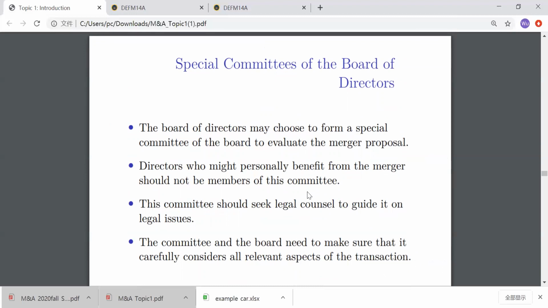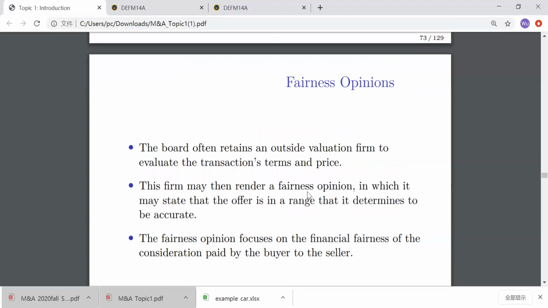So in the merger process, the board of directors, like we previously talked about, have very important duties here. In the process, they will choose to form a special committee to evaluate the merger proposal. And if you have a conflict of interest, you should not be a member of this committee. Right? This committee will seek legal counsel to guide it on legal issues. And then, like we just said, they have to make sure that the deal is in the best interest of the shareholders. Another component of the merger agreement is the fairness opinion.